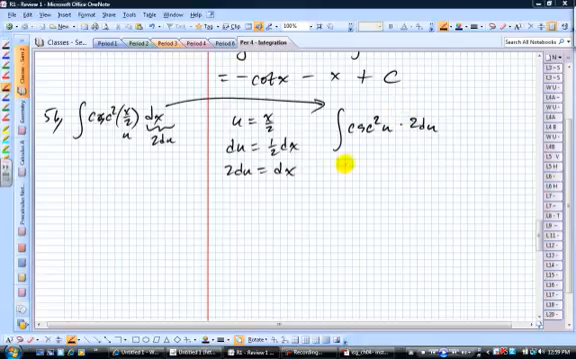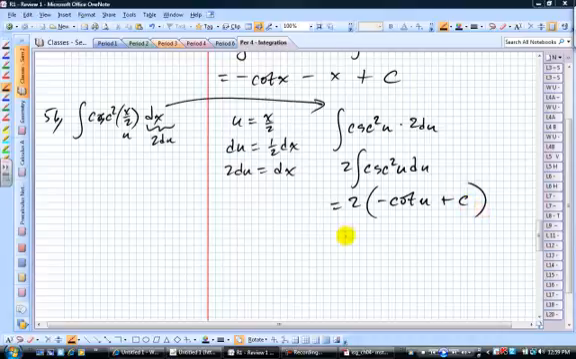Bring that 2 out. So 2 times the integral of cosecant squared u du, and that's going to be 2 times negative cotangent u plus c, because the derivative of negative cotangent is positive cosecant squared u. Bring back u in, so I get negative 2 times the cotangent of not u, but x divided by 2. And then 2 times c is just another constant, so c again. All right, and there's number 56.